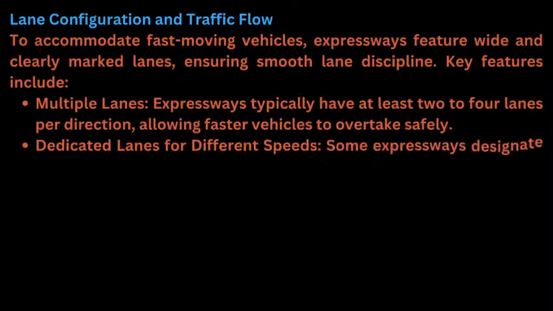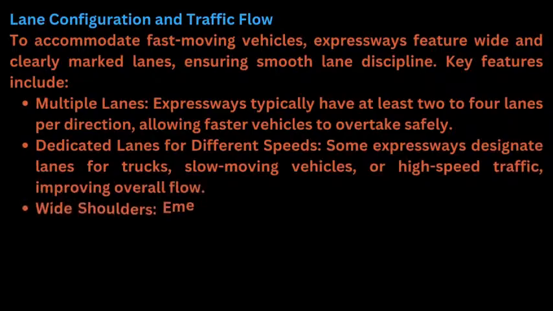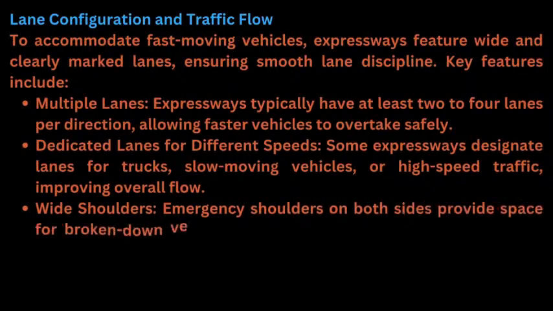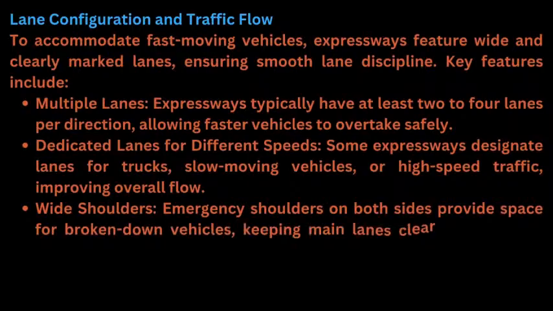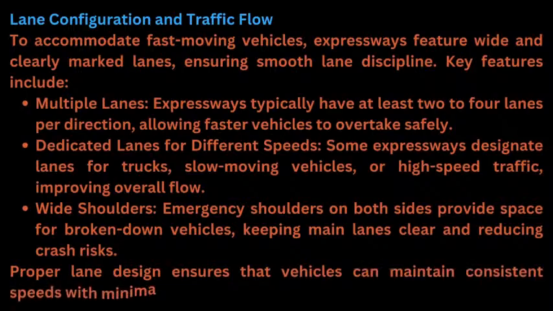Dedicated lanes for different speeds. Some expressways designate lanes for trucks, slow-moving vehicles, or high-speed traffic, improving overall flow. Wide shoulders. Emergency shoulders on both sides provide space for broken-down vehicles, keeping main lanes clear and reducing crash risks. Proper lane design ensures that vehicles can maintain consistent speeds with minimal interruptions.